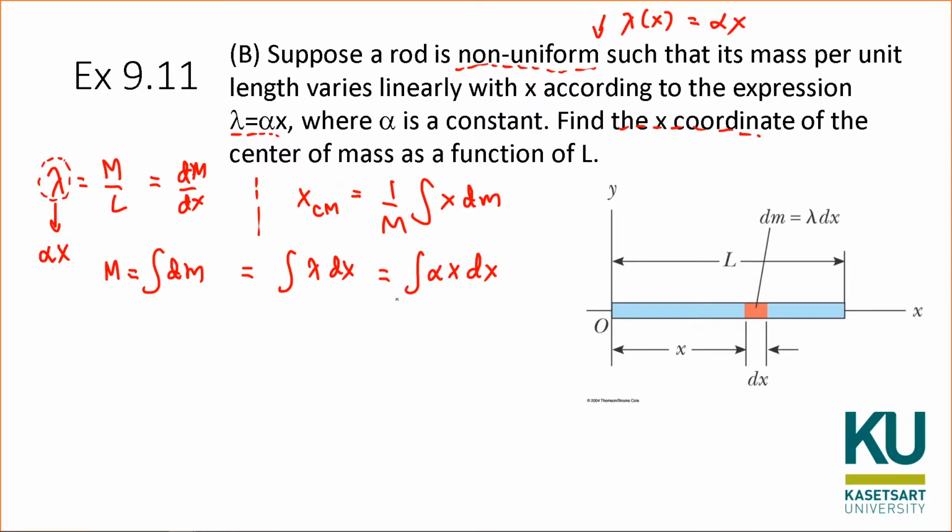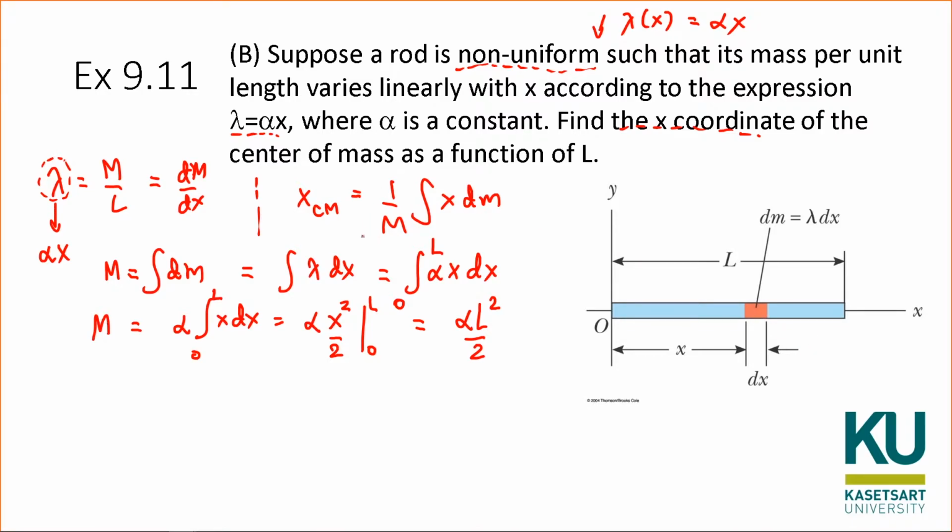So by this, if you integrate over the total distance, you find the total m equals alpha integral from 0 to L of x dx, equals alpha x squared over 2 from 0 to L, so it's alpha L squared over 2. This is the total mass of this system.